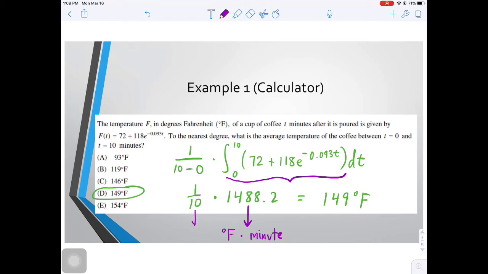Well, this 1/10, the 1 is just a constant. 10 is 10 minutes. And so that's really 1 over minutes. So what happens is this times minutes and this divided by minutes cancel out, and we still get back to degrees Fahrenheit. So with the average value formula, you end up with the exact same units that you started with.